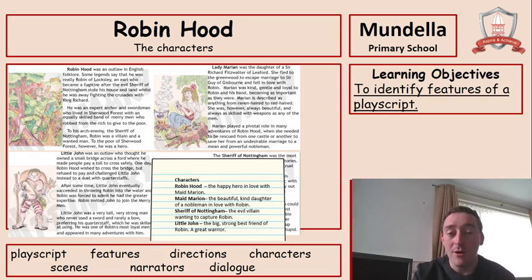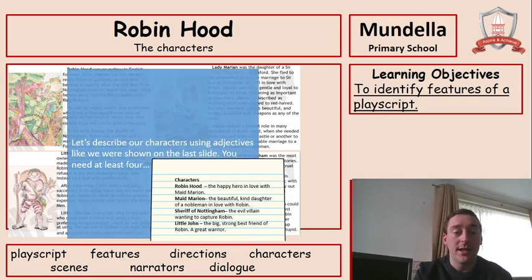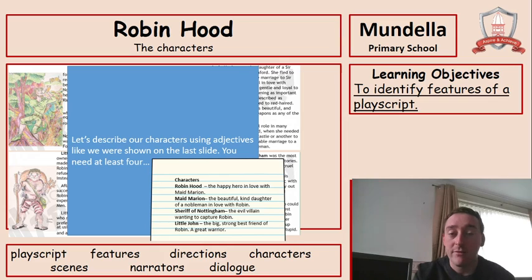Okay, so what I want you to do is pause the video and come up with your own character list and your own sentences to describe your characters and what they might do in your play. Okay, once you've got your character list, we will see if we can find any more adjectives to describe them as well. So you need at least 4 to describe your characters.